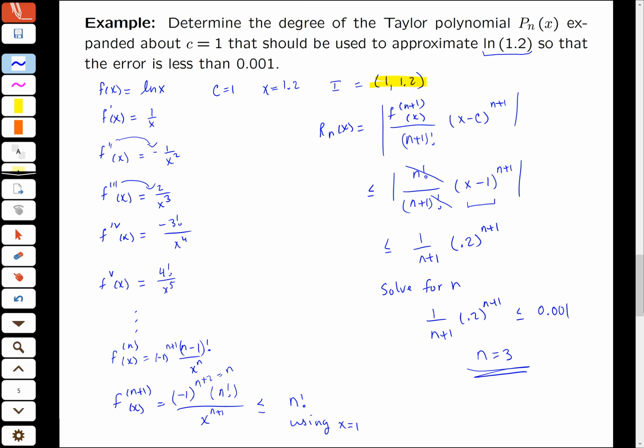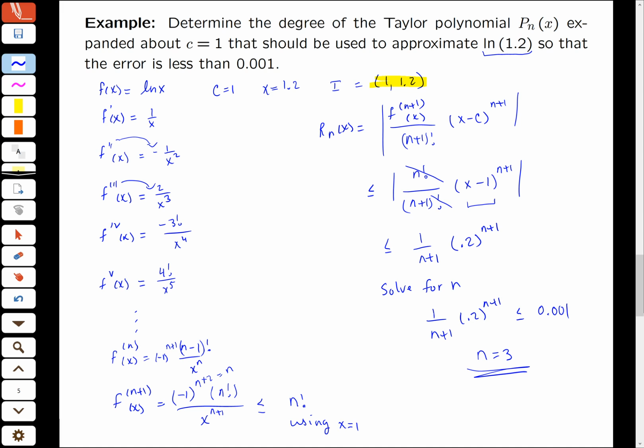So find your maximum value for this. On the interval 1 to 1.2, the maximum happens when x is 1. So that just leaves you an n factorial. Maximum means you throw away your minus sign, so just take the positive. So you just get an n factorial, and that replaces this right here. However you do it, you find the maximum of that derivative on the interval, and then plug it in.